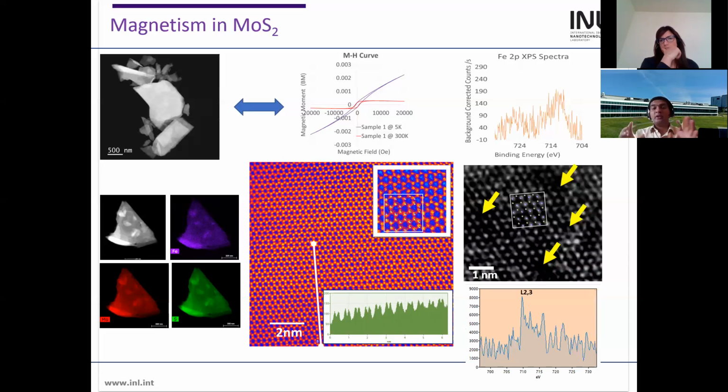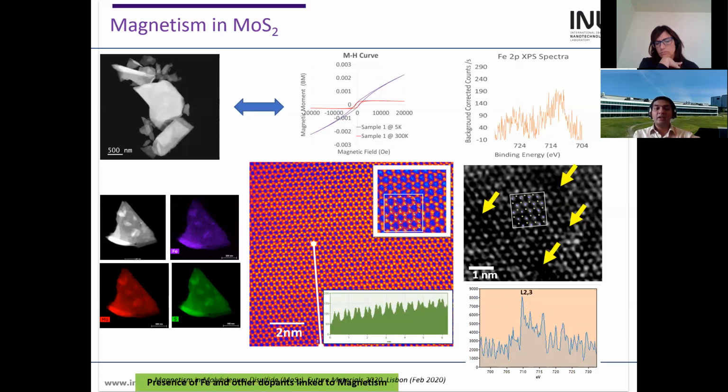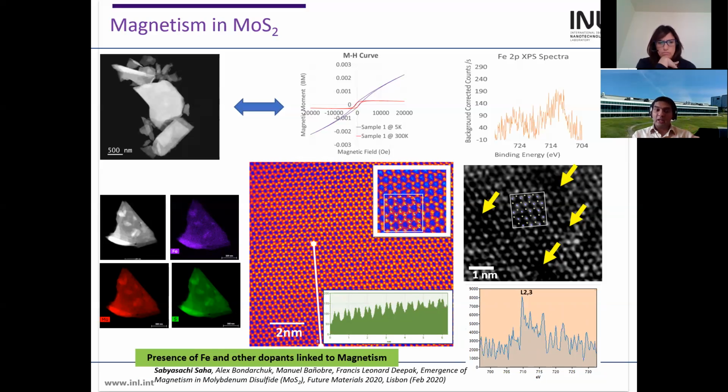When we blow it up and see at higher magnifications, we are even able to see certain regions where the intensity is lower than regular, and those we attribute to the presence of other dopant atoms. And if we do electron energy loss spectroscopy in the TEM from this sample, we find the signals of iron. So we confirm that there is presence of iron in that, and other dopants, and that we have linked to the presence of magnetism.